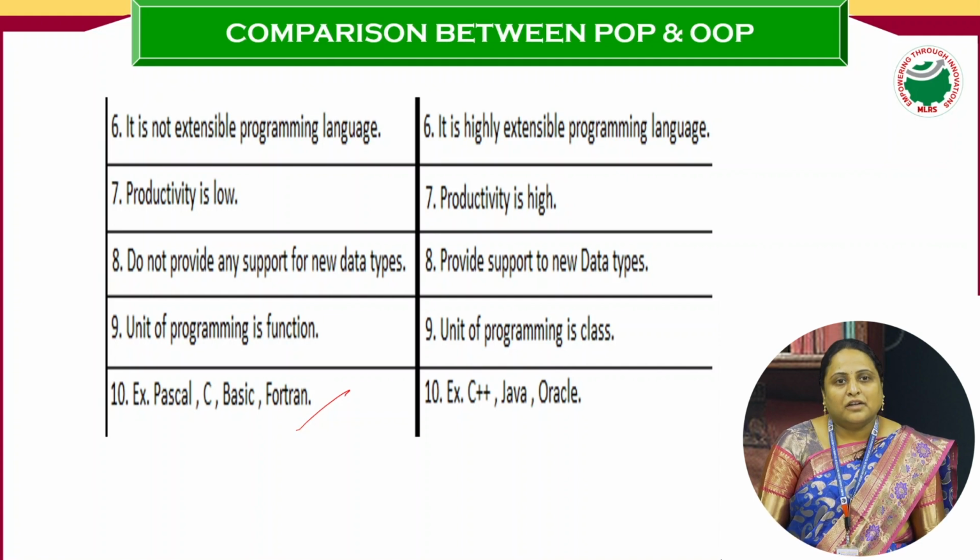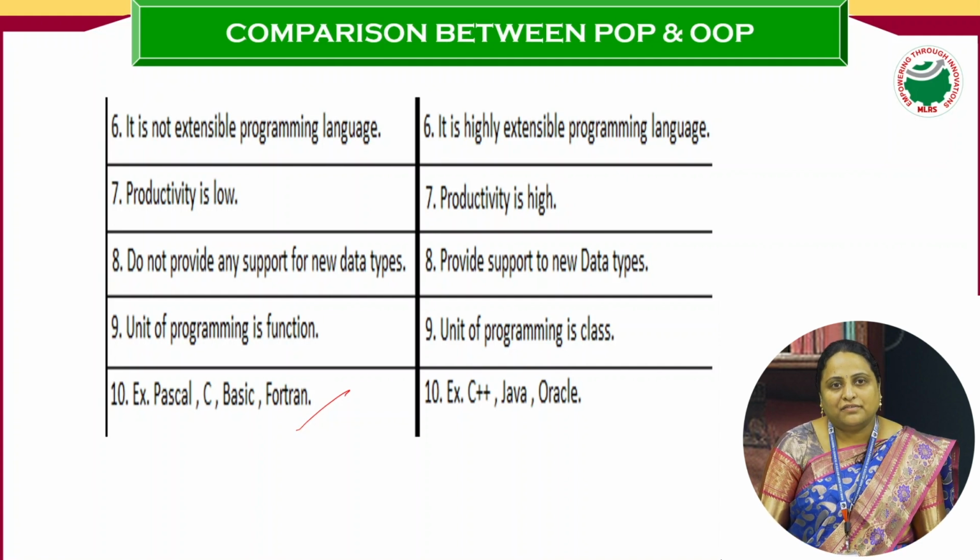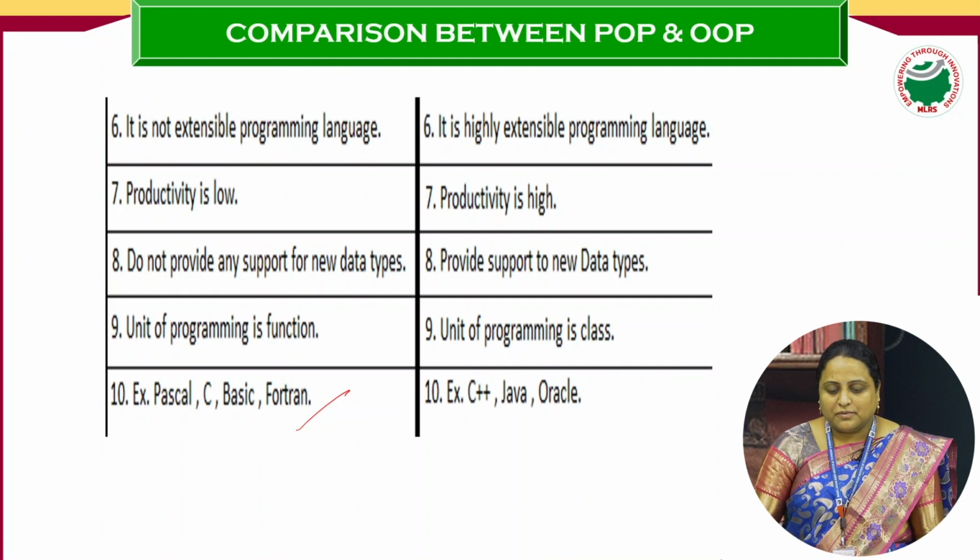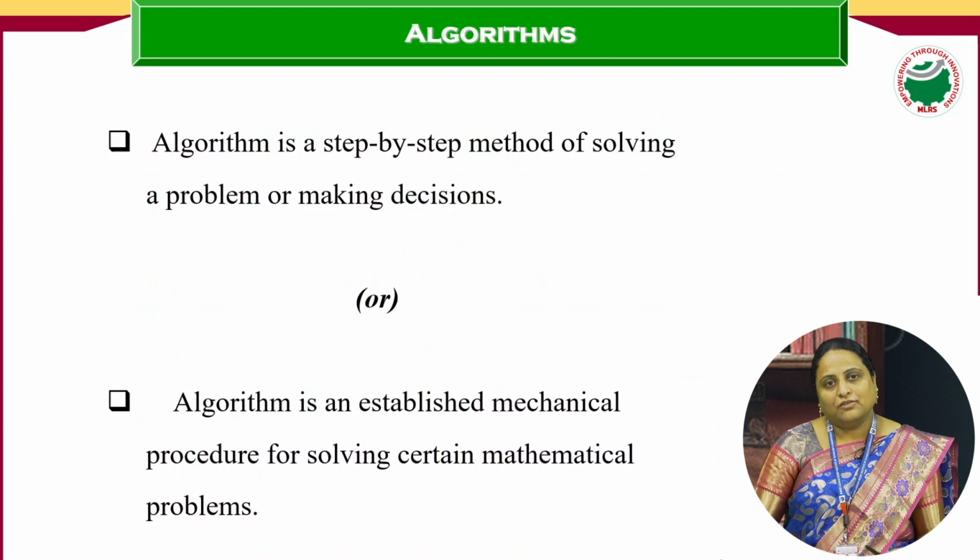So what are all the programming languages that have been developed after C? They are not completely new. They have taken a few things from C and added some additional concepts to overcome the disadvantages of C programming language. So we'll go to the next concept, that is algorithm.